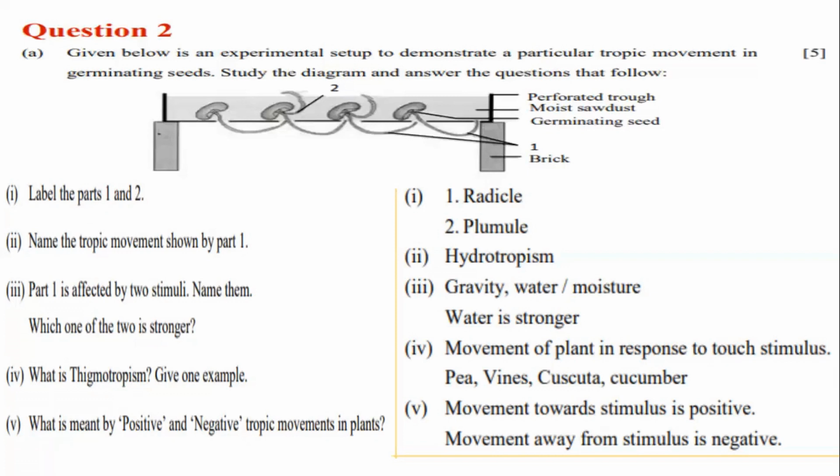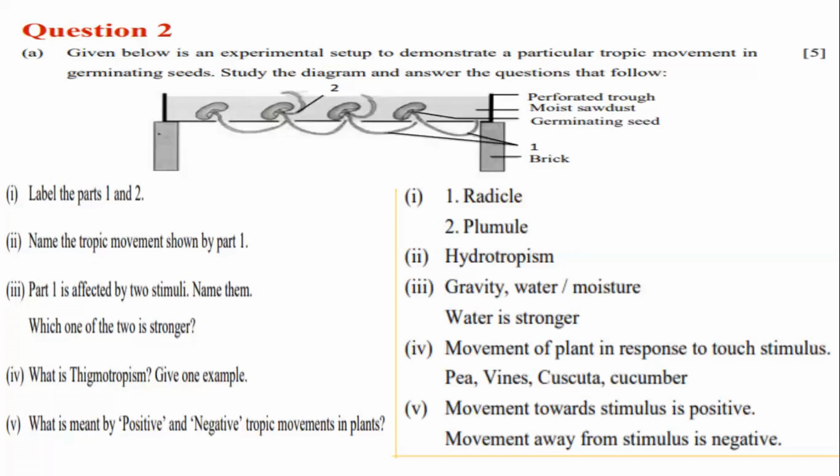Now, what is thigmotropism? Give one example. Movement of plant in response to touch or stimulus. Example: pea vines, cuscuta, cucumber. Okay, they will send their climbers there.